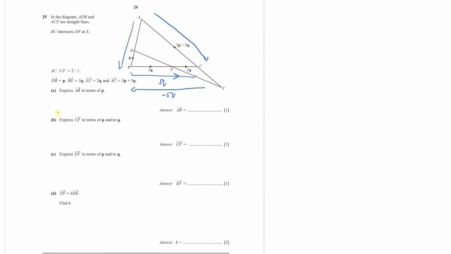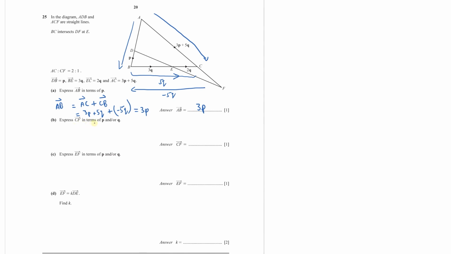So I can write vector AB as vector AC plus vector CB. So let me just write vector CB. So AC is 3P plus 5Q, plus CB, which is minus 5Q. So 5Q minus 5Q is 0. So this is equal to 3P. So in terms of P, vector AB is 3P.